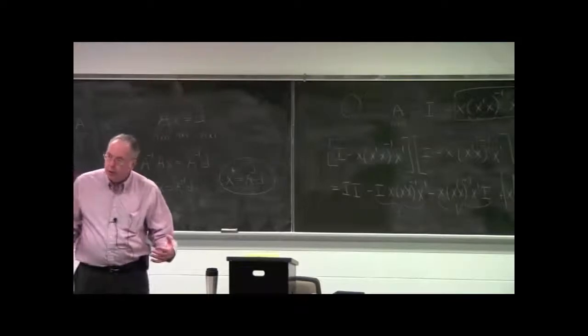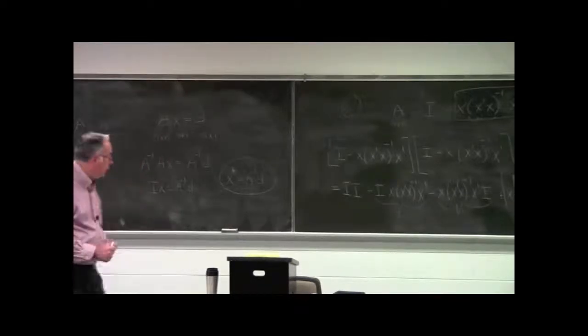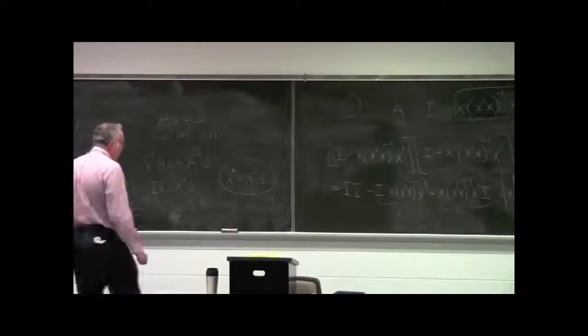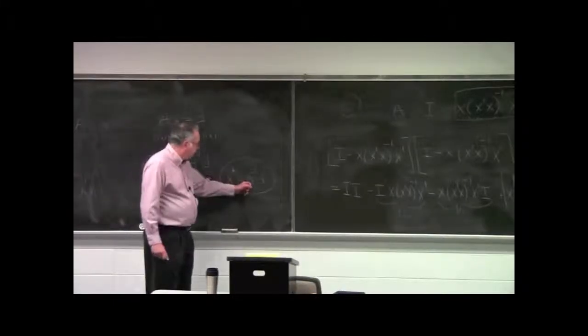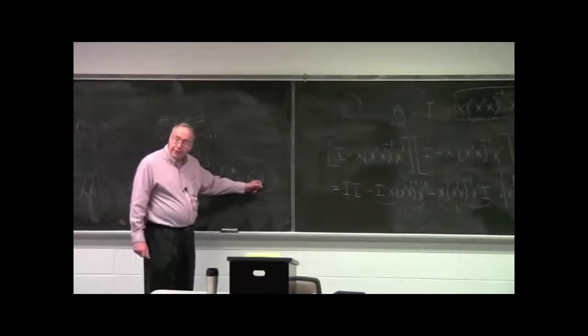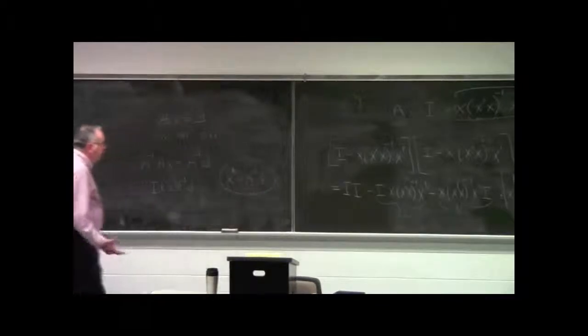So if the inverse exists, then you can get a unique solution to the equation system. And this unique solution is just the product of the inverse matrix and the vector of right-hand side constants. So now we have a systematic procedure for solving a system of linear equations.